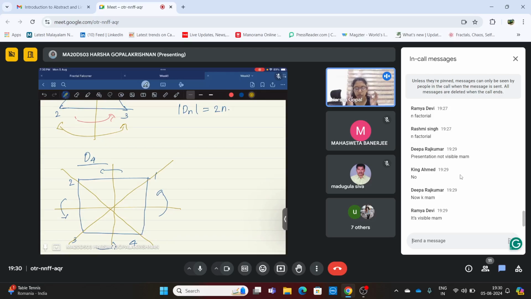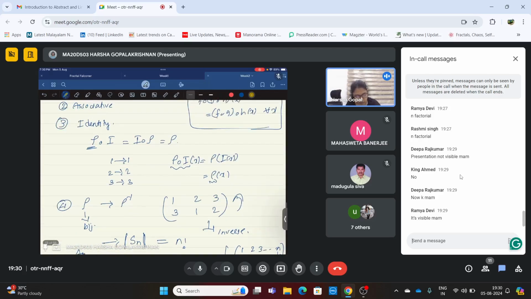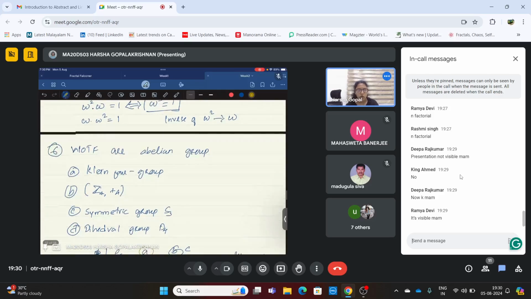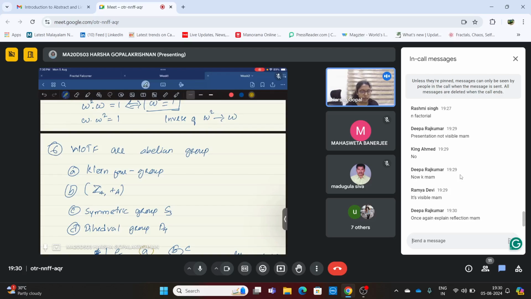So what I was saying is for D4, we have 4 rotations and 4 kinds of reflections. So total 8 elements, 2 into 4, 8 elements will be there. So that is the nth dihedral group. Okay, now we will go to the question. I have explained all the groups here, correct? All the 4 groups I have explained.